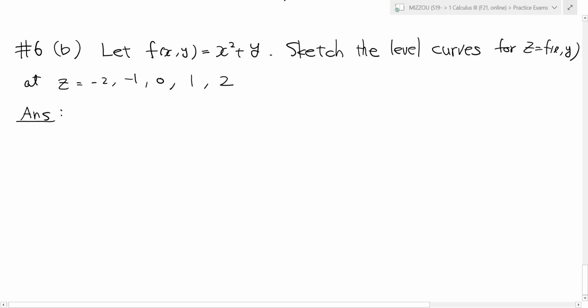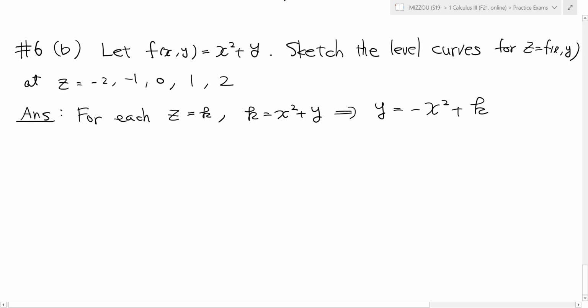And then the idea of level curves was something like this. Basically, for each fixed z value, so z is equal to k, we get k is equal to f of xy, that's x squared plus y. And then this is viewed as a curve on the xy plane for each fixed k. And then this is solved as y is equal to minus x squared plus k. Okay, so therefore, this is a parabola opening downward with y-intercept k.